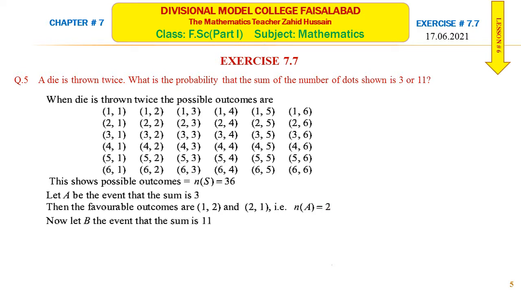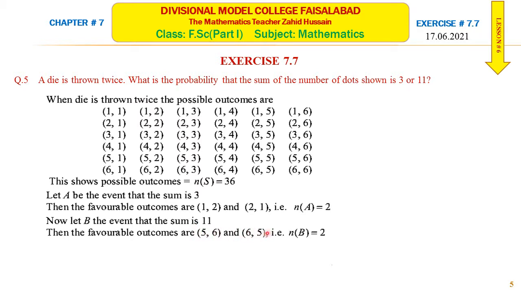Similarly, let B be the event that the sum is 11. What are those outcomes in which the sum of the two numbers is 11? It is 5 and 6, since 5 plus 6 is 11, and the other is 6 and 5, since 6 plus 5 is 11. There is no other outcome in which the sum of two numbers is 11. So event B has favorable outcomes which are 5 6 and 6 5.